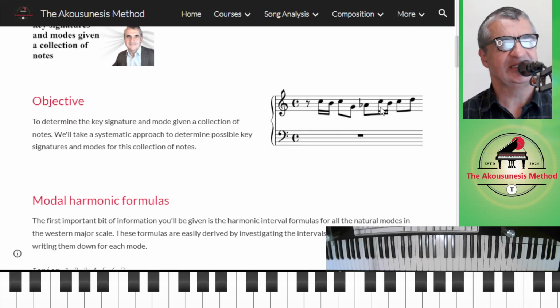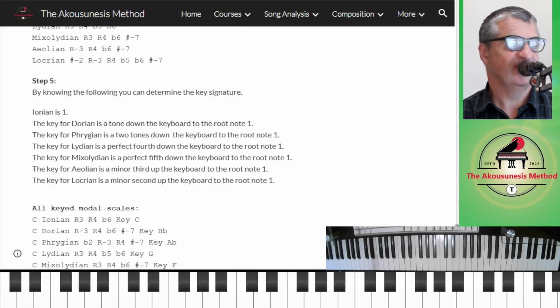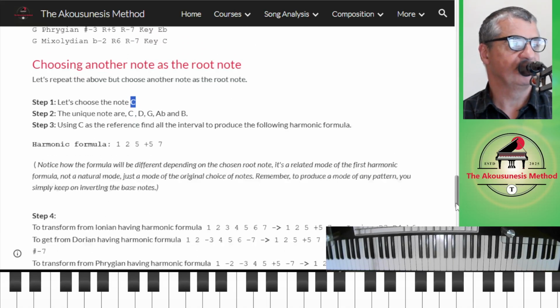Because C appears about four times in this, I'm just going to choose C because it's heard the most in that piece. So I'm going to keep that as our root note, right? So once we have that as our root note, we need to find all the other intervals in reference to it. So you just follow the steps again, right?